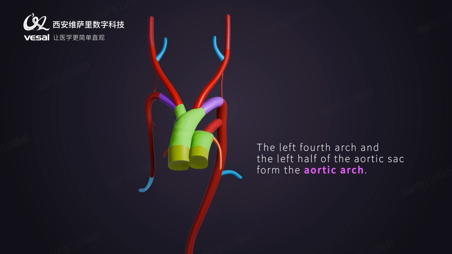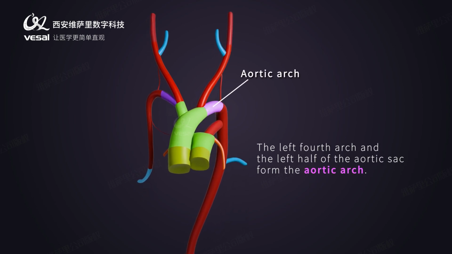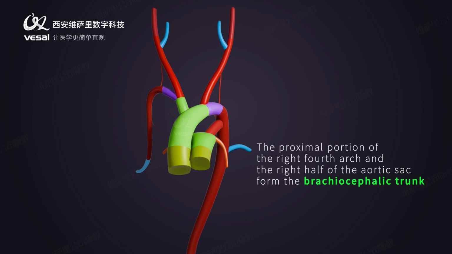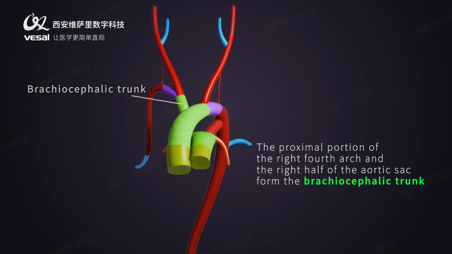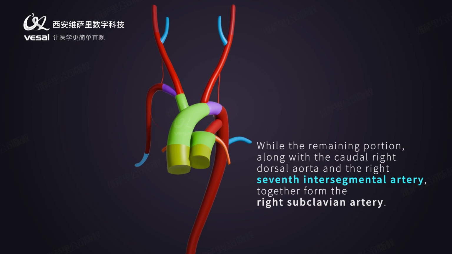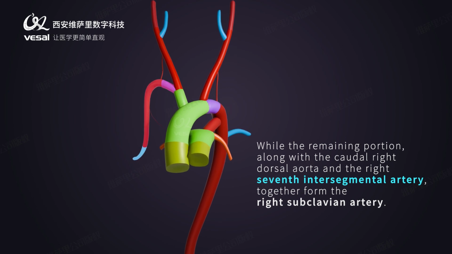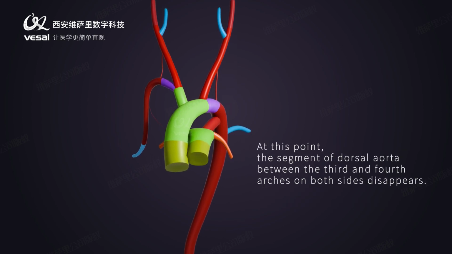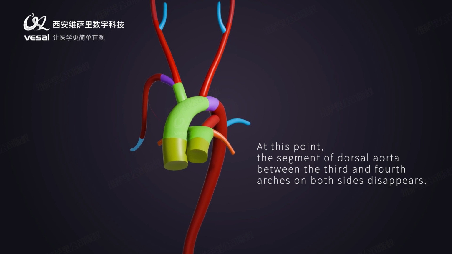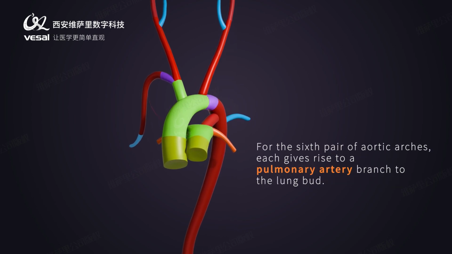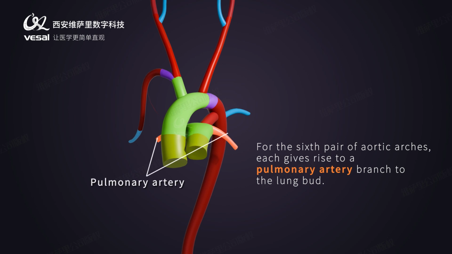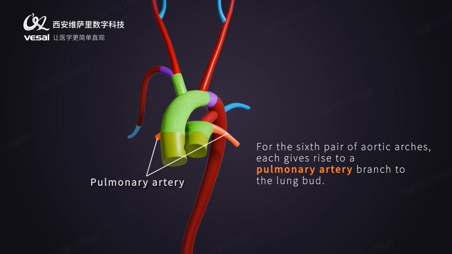The left fourth arch and the left half of the aortic sac form the aortic arch. The proximal portion of the right fourth arch and the right half of the aortic sac form the brachiocephalic trunk, while the remaining portion, along with the caudal right dorsal aorta and the right seventh intersegmental artery, together form the right subclavian artery. At this point, the segment of dorsal aorta between the third and fourth arches on both sides disappears.